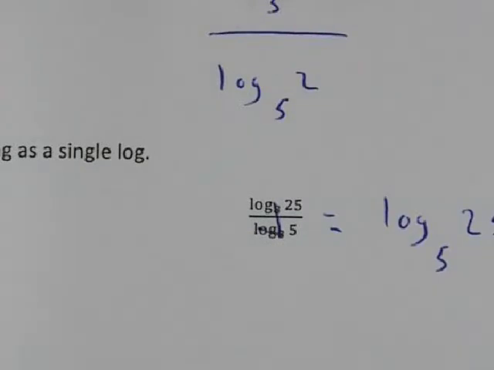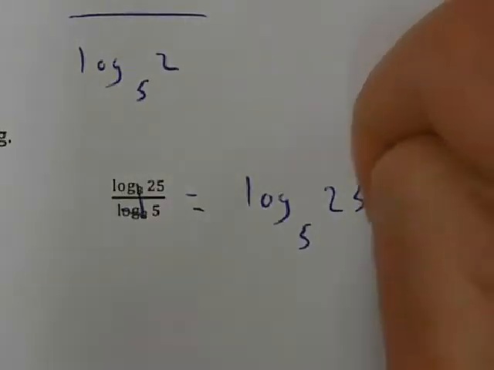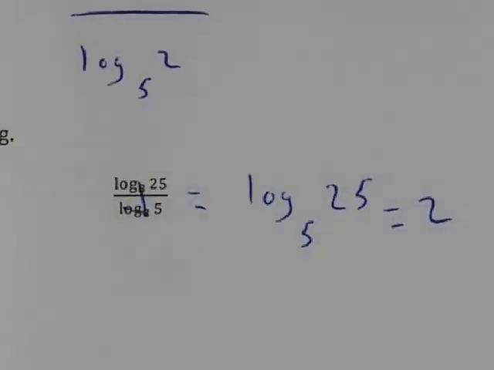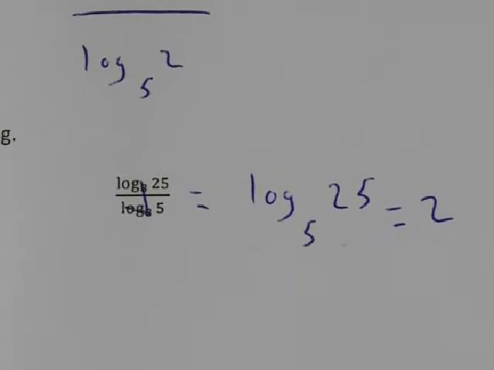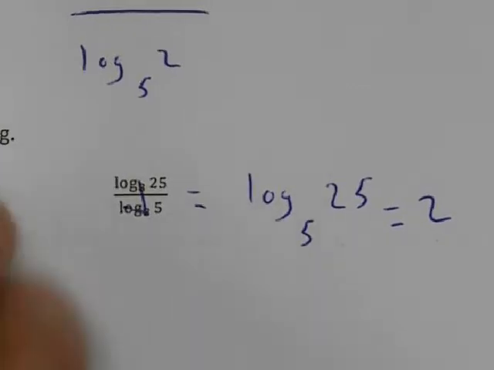Okay, and then this one works out nice. If I wanted to simplify this, 5 to what power is 25? Well, we can answer this one, it's just 2. Now, they didn't ask us to simplify. They just said express as a single log. So this is all we were looking for, but obviously the answer would be 2. Okay, so we can change the base if we want to. Mainly we do that whenever we want to solve and get an answer in our calculator.